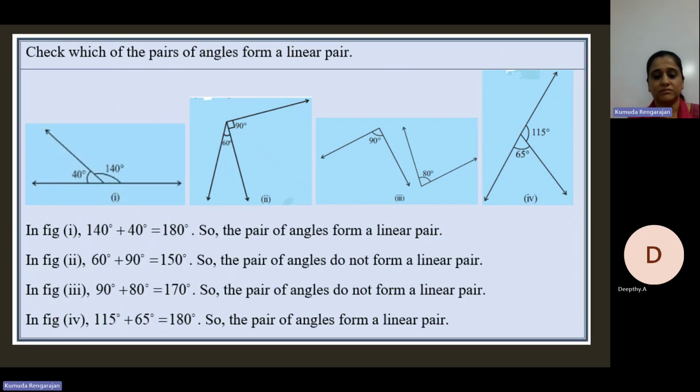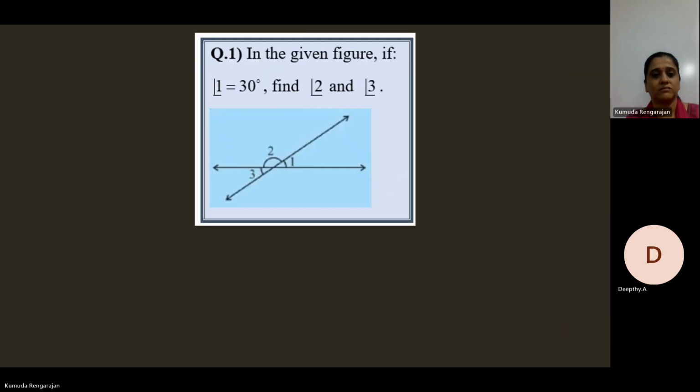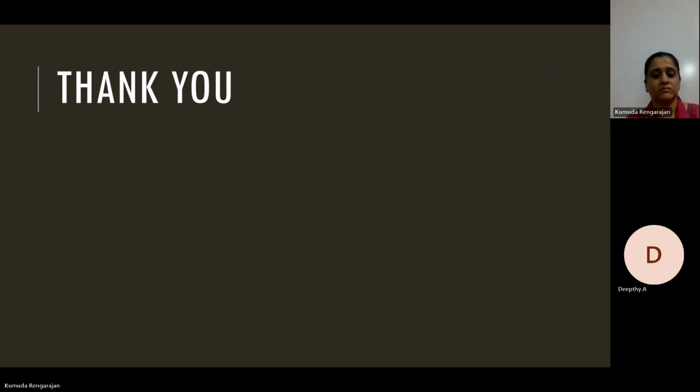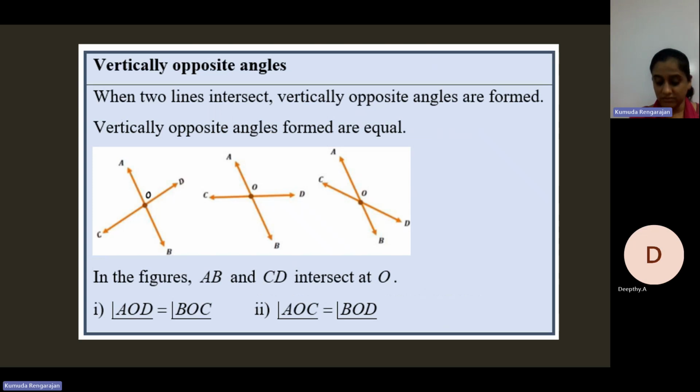One second. We just have one more term to understand. Okay, vertically opposite angles.